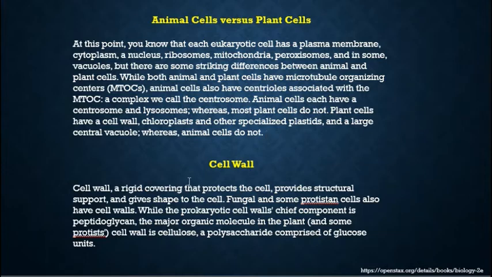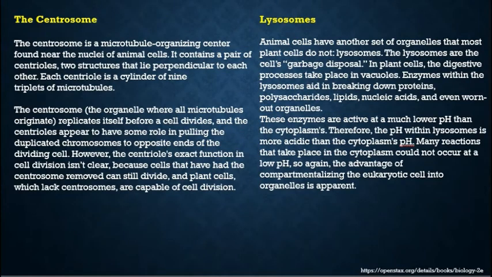First of all, a cell wall. Cell walls are present only in plants. It is a rigid covering that protects the cell, provides structural support and gives shape. Fungal and some protist cells also have cell wall. Prokaryotic cell wall's chief component is peptidoglycan. However, major organic molecule in the plant cell wall is cellulose, composed of beta-1,4-glucose units.